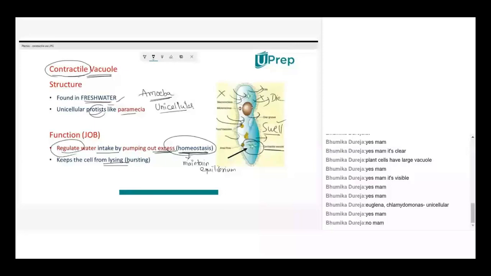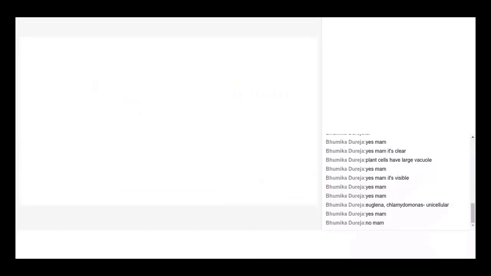In plant cells we call them sap vacuoles. In animals we call them contractile vacuoles. Contractile vacuole best examples: Euglena is one example, and Paramecium is another example. Chlamydomonas we won't find it in, because Chlamydomonas is related to plant cell structure. It's almost similar to plant cell structure, not a plant but similar to plant cell structure. So the contractile vacuole function is to maintain the balance. Equilibrium is nothing but balance, isn't it? Balance between the outer environment and inside of the cell. So that's the example of contractile vacuole.